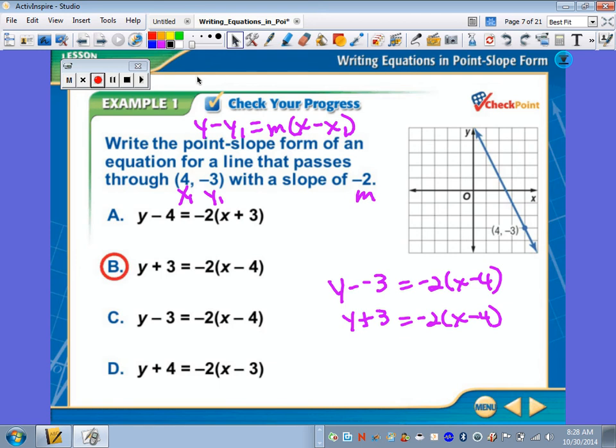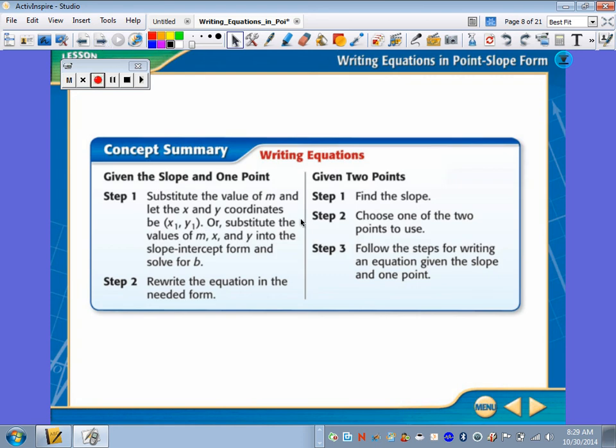Going on to the next one. Now, here's the deal. You can write equations if you're given the slope and one point. You can solve it into slope-intercept form, or you can write it in point-slope. If you're given two points, you have to find the slope and then use the slope and one of the points. We've already done that because we did that in the last lesson. If you've forgotten it, please go back and watch the other video on writing equations in slope-intercept form.